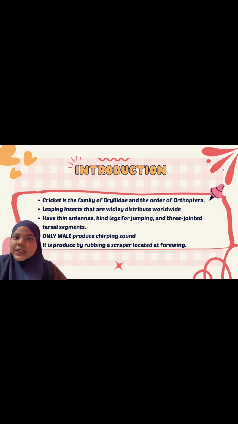So, what is actually a cricket? Cricket is of the family Gryllidae and the order Orthoptera. They are leaping insects that are widely distributed worldwide. They have thin antennae, and hind legs that are used for jumping. They have three-jointed tarsal segments. Tarsal is actually legs. They produce chirping sounds, but only males produce this sound.